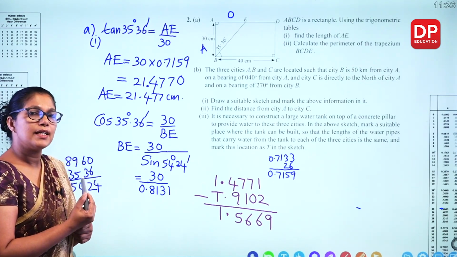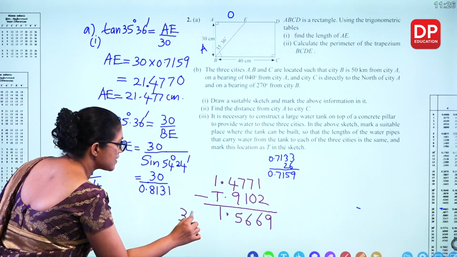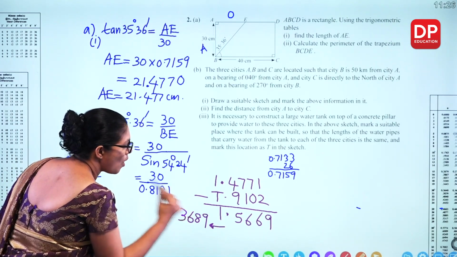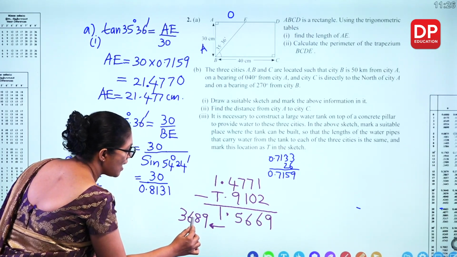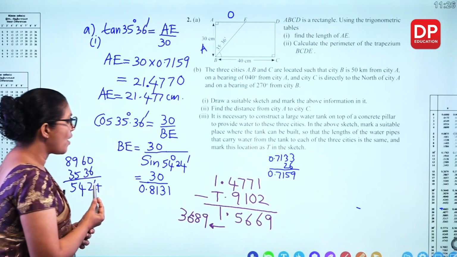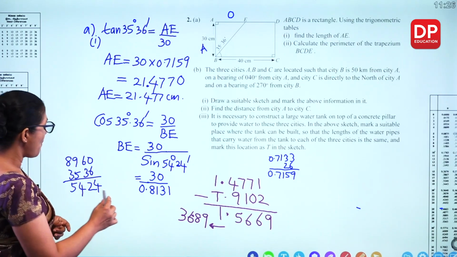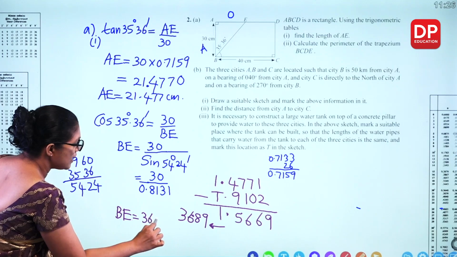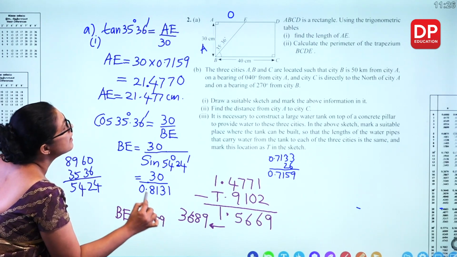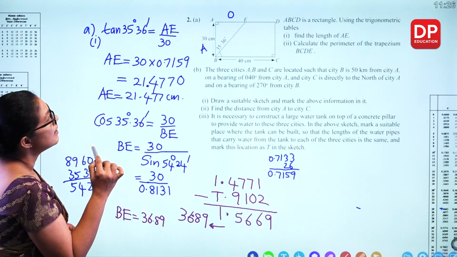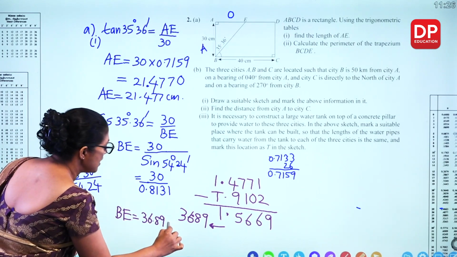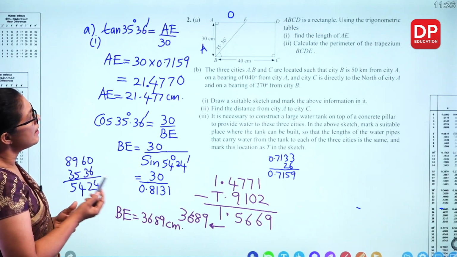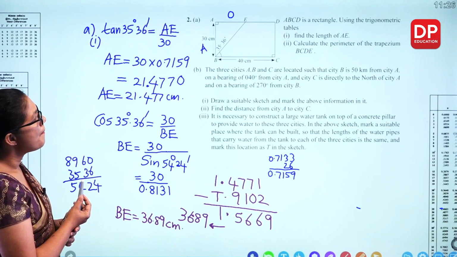What you get? 3689. This 1 is the characteristic. So the answer is 36.89. So BE equals 36.89. Is it centimeters? Yes, centimeters. Now we found BE. Now we can find out the perimeter.